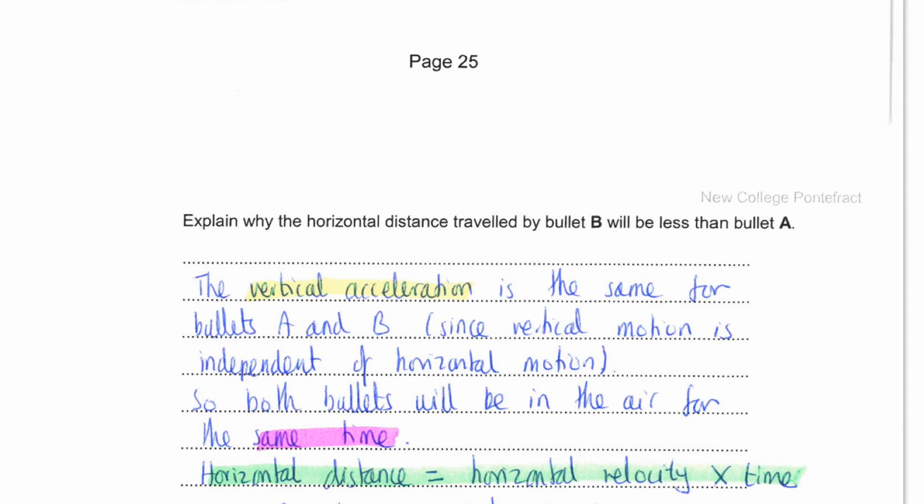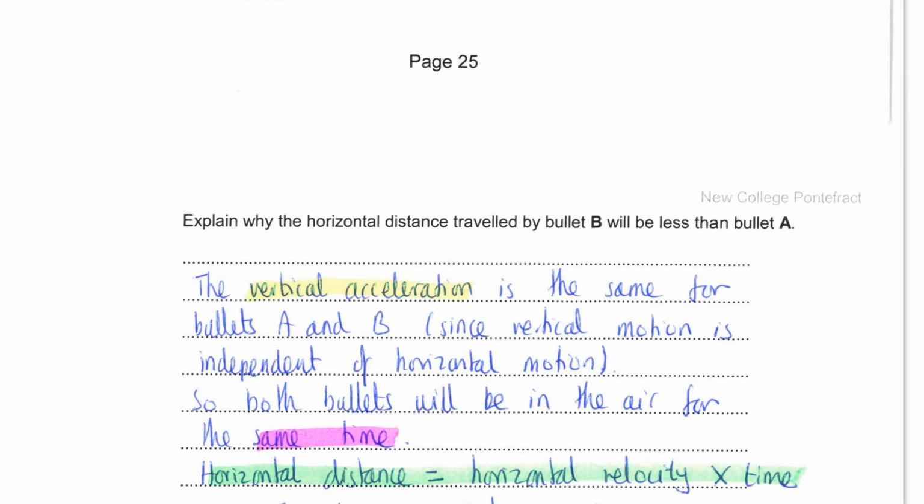Be careful here that you don't, almost in your head, just think this is obvious. It's your job to explain the steps and the physics behind it. This question is really centred around your understanding of the independence of horizontal and vertical motion, which I've highlighted here.